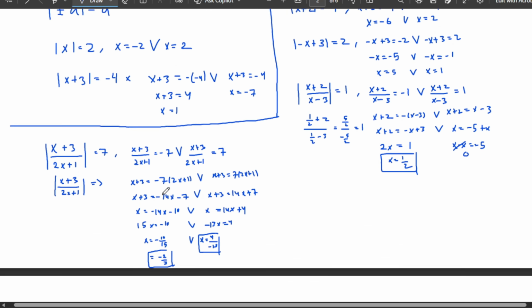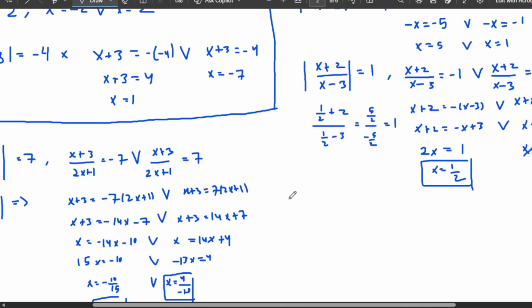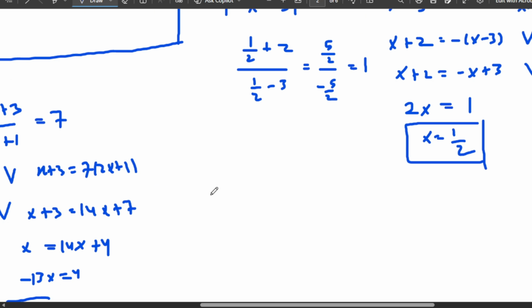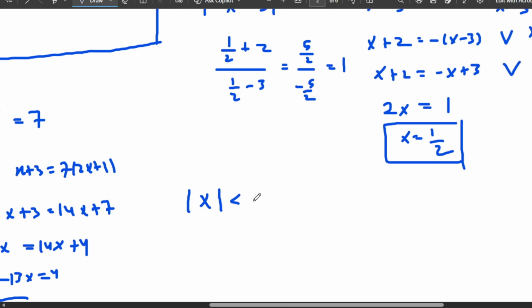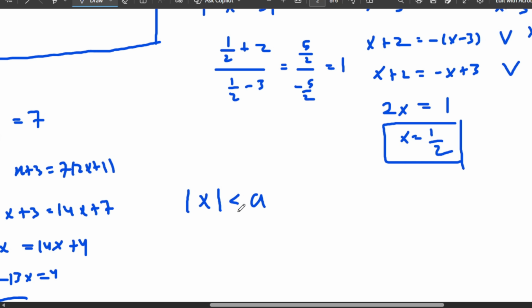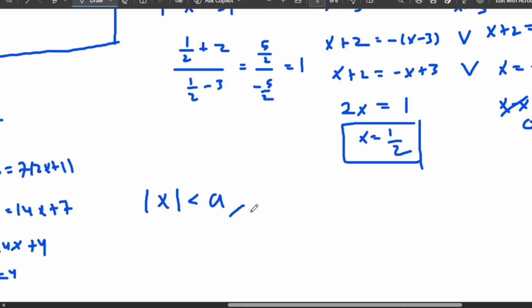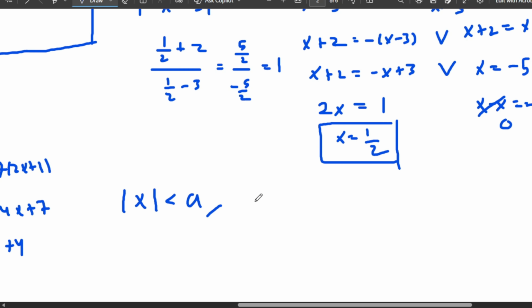Okay, and now we're going to move on to the inequalities. If we have the absolute value of x is less than, let's say, a, that means x must be in between negative a and positive a: negative a is less than x, which is less than positive a.